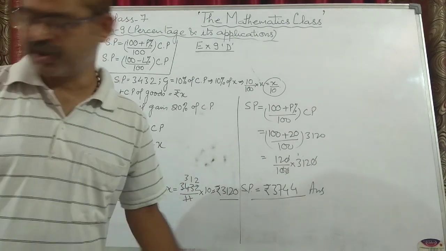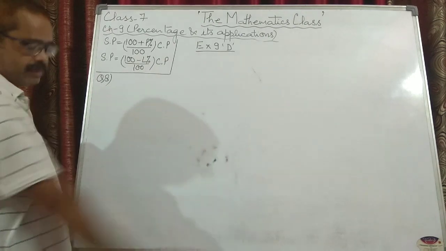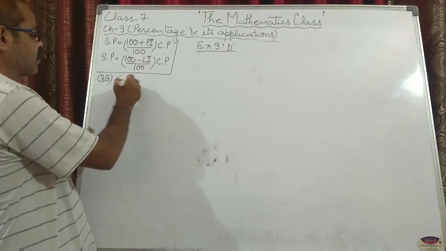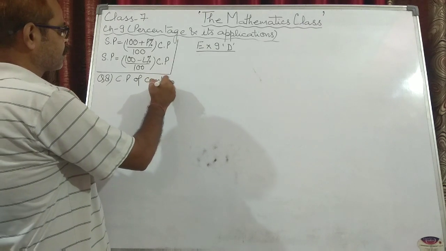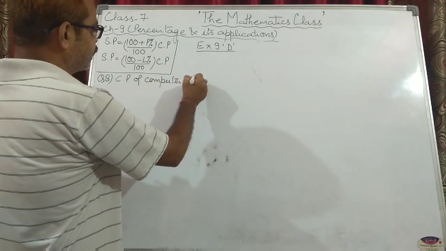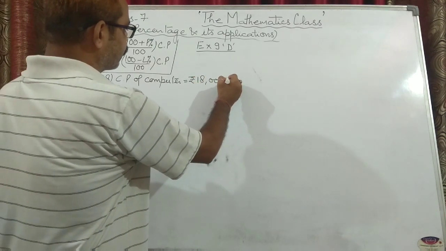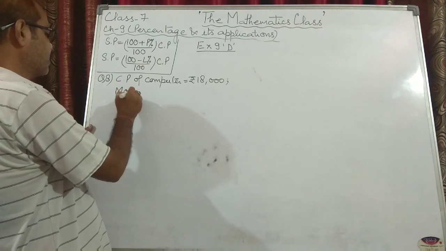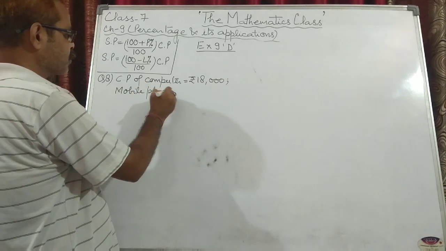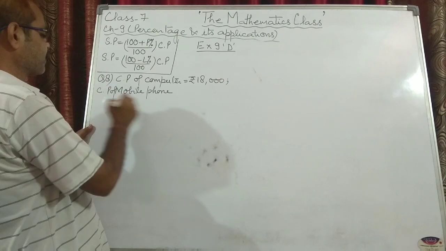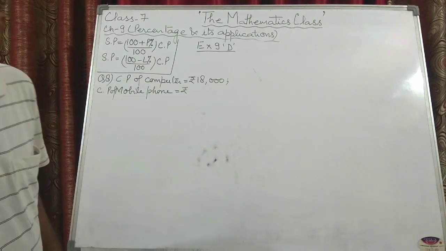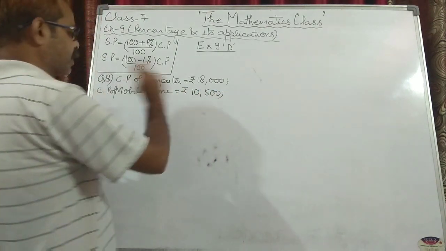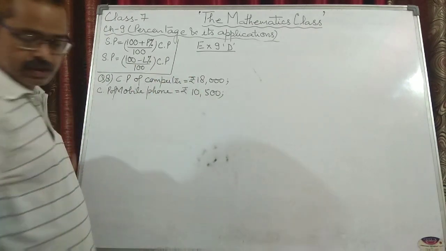Now we move on to the next question. Now question number 8 I am taking. They say Kumar purchased a computer for rupees 18,000, meaning the cost price of the computer is rupees 18,000 for Kumar. Then they say he purchased a mobile phone. It means the cost price of the mobile phone for Kumar is rupees 10,500. Kumar is purchasing a computer for rupees 18,000 and a mobile for rupees 10,500.